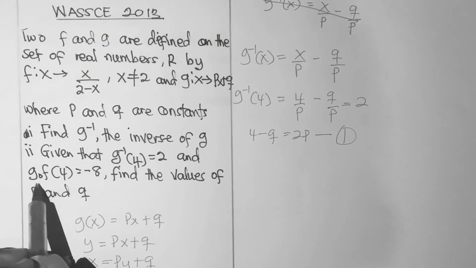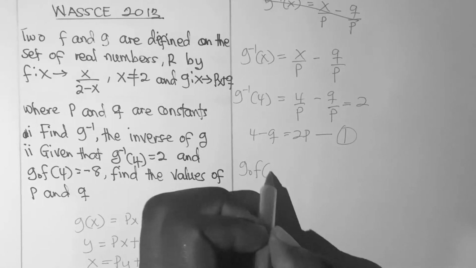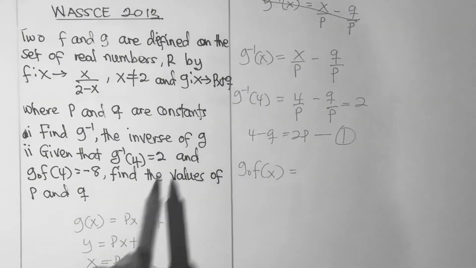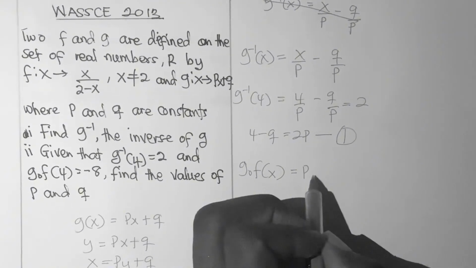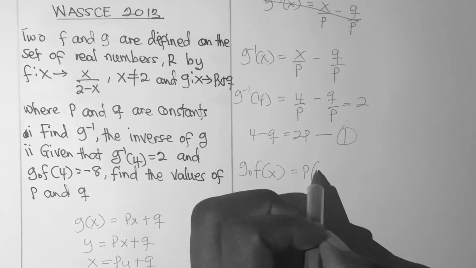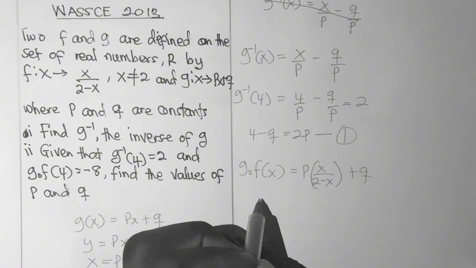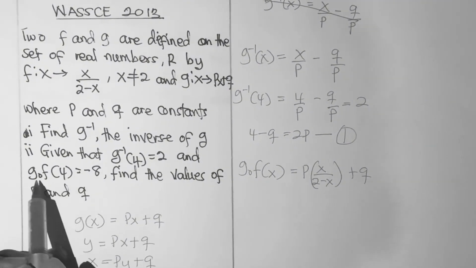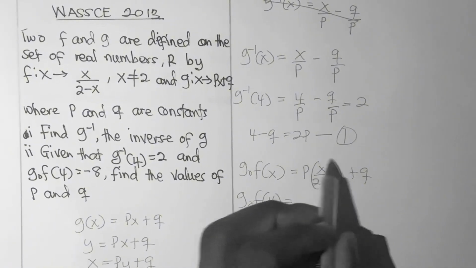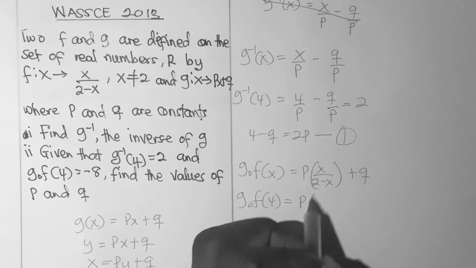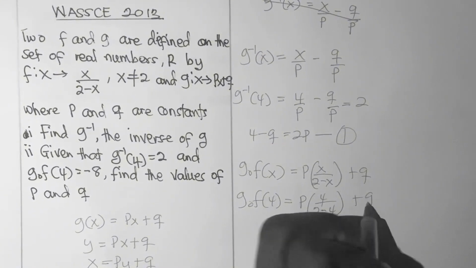And then he also says that g of f of 4 equals minus 8. So let's find g of f of x. What it means is that wherever you see x in g, put f of x. So this is equal to p times x divided by 2 minus x, plus q. Now he says that g of f of 4. So g of f of 4 is equal to, wherever you see x here, put 4. That will be p times 4 divided by 2 minus 4, plus q.